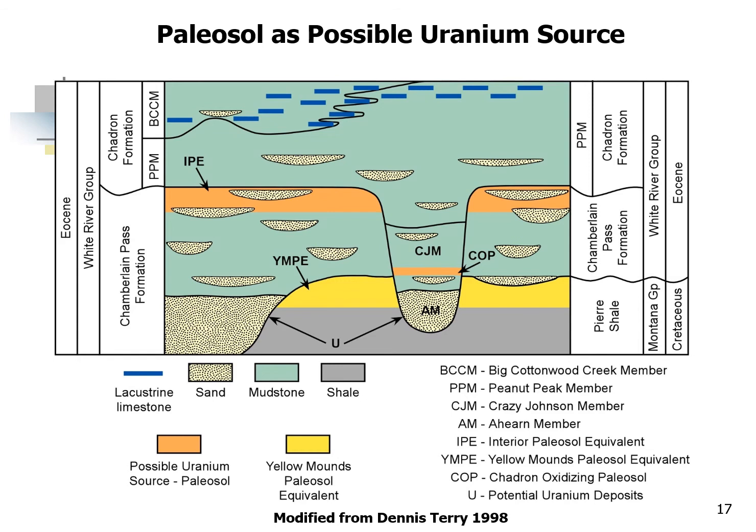In the upper part of the Chadron Formation, the paleosols are rather limited. They're lacustrine limestones, and the water table is fairly shallow. It had a limited vadose zone. But in the lower part of the Chadron Formation, you have some oxidizing-looking paleosols.